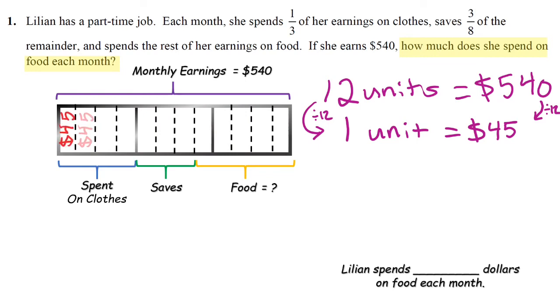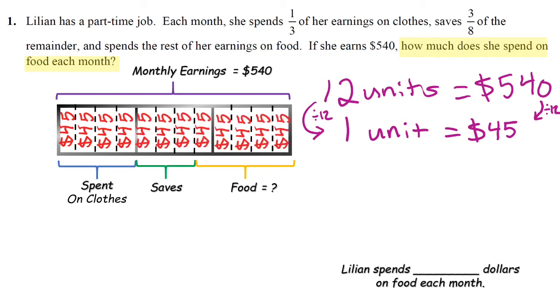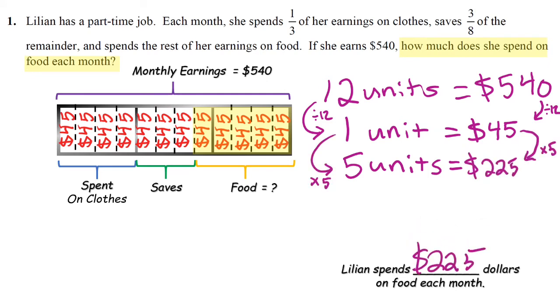And now that 45 is going to get filled in for the entire thing. Every single one of those little units is worth 45, and I can fill it in. And then I can see, okay, that food part is the 5 of those 45. So that's 5 units, and now I'm just going to multiply 45 times 5 to get my answer, and it is the same answer, 225.